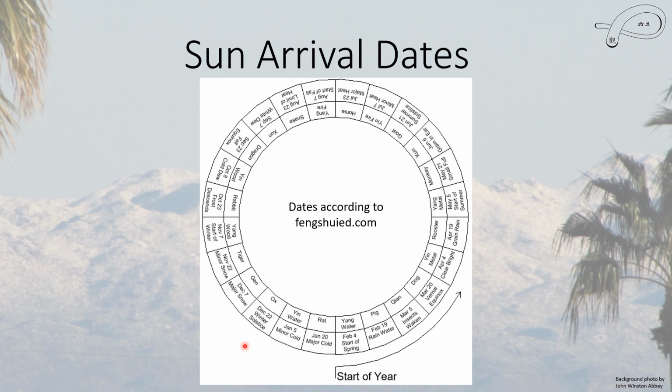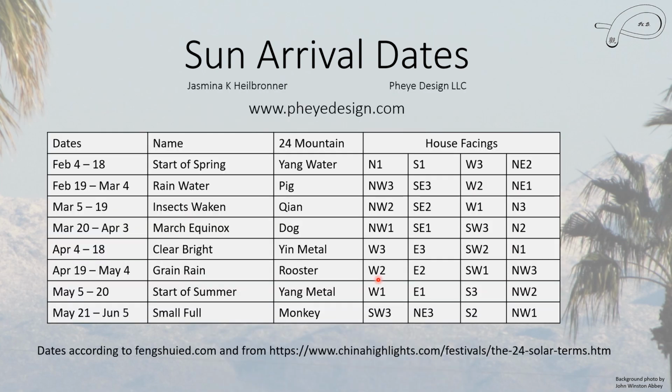We just care what day it is to know which one of the 24 mountain sectors we have in here, where we have the great sun. Used to be called great sun, now is sun arrival dates. So this is by date, the name associated with it, and which of the 24 mountains the sun is in. And these are the house facings that can take advantage of the sun arrival dates.